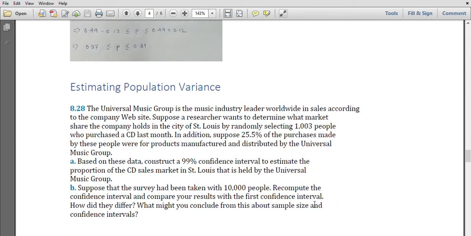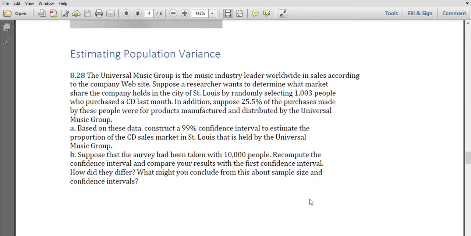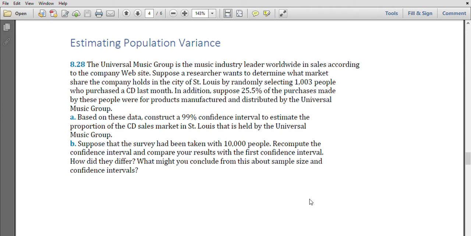Okay, the next problem is a little bit longer. Here we are trying to estimate population variance. Now let's look at the problem statement first. The Universal Music Group is the music industry leader worldwide in sales, according to the company website. Suppose a researcher wants to determine what market share the company holds in the city of St. Louis by randomly selecting 1,003 people who purchased a CD last month.